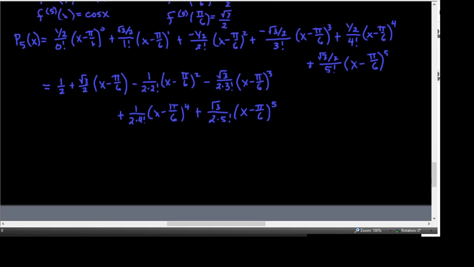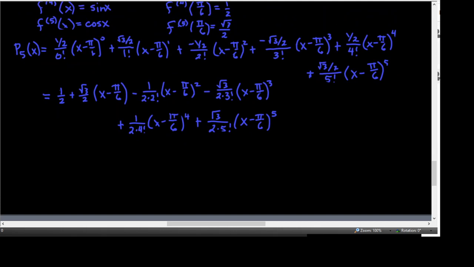And that would be an okay answer unless I say this. If I say simplify the coefficients, that means I really don't want to see the factorials and all that stuff, I want you to clean it up as much as you can numerically. When I say simplify the coefficients, that means that this p sub 5 of x, this will be our final answer, will be 1/2 plus square root of 3 over 2 times x minus pi over 6.